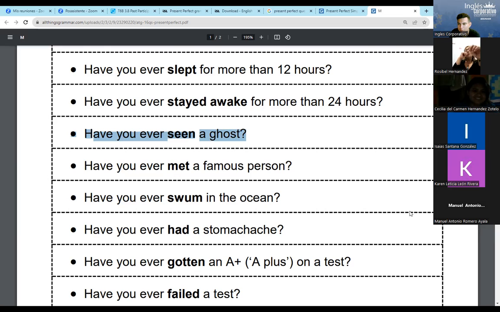Okay. Thank you. Miss Karen Leticia, have you ever met a famous person? Yes, teacher. I met the Aventura group without Romeo. Here in El Salvador, in a restaurant, in Cebollines restaurant. Excellent. Did they play a song for you? No, teacher.